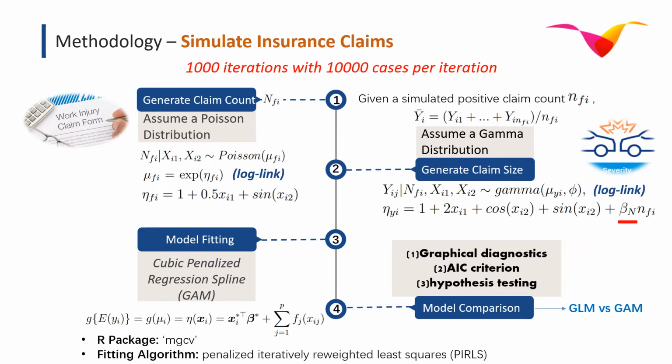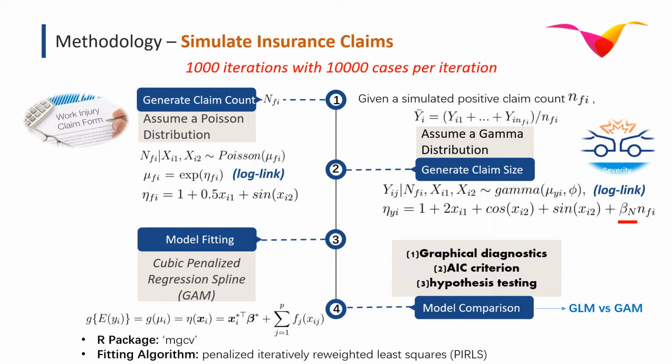In order to quantify and illustrate the GAM fittings, we carried out a simulation study for 1,000 iterations with 10,000 cases per iteration. As the insurance companies usually do, we define the loss cost as the expected claim count multiplied by the average claim size. So first, we simulated a claim count which follows a Poisson distribution. And then, given the simulated claim count, we generated the claim size for each claim using a pre-specified gamma distribution.